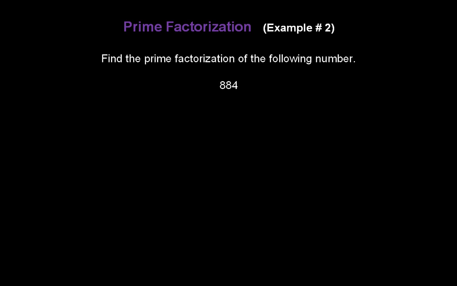Let's find the prime factorization of the number 884. Let's write it down, and I can break it down into 52 and 17. 17's already prime, but 52 is composite, so I know it'll break down further into 4 and 13. Now 13 is prime, 4 is composite, so I can break 4 down further into 2 times 2. Don't forget to pull your prime factors that are higher up in your tree down to the bottom, so we don't forget any of them.